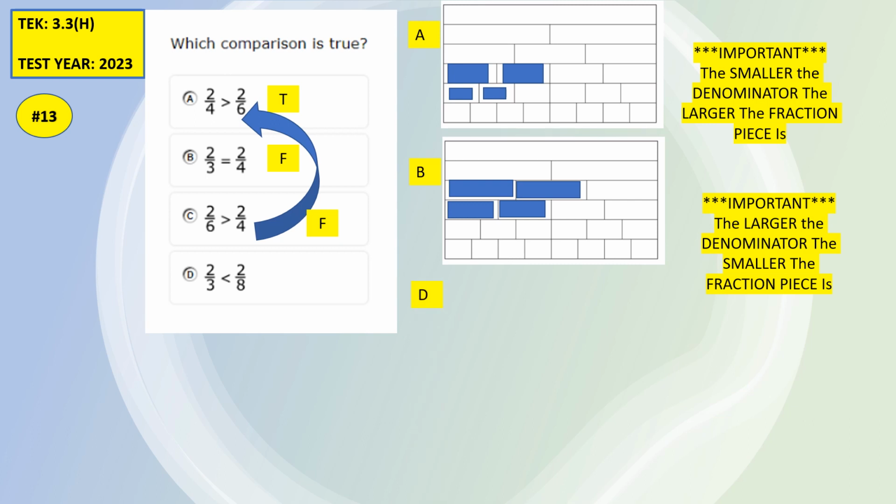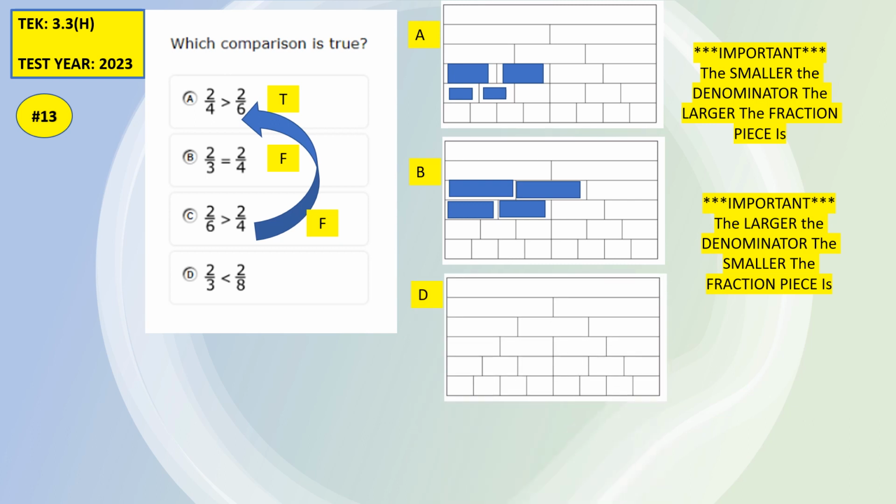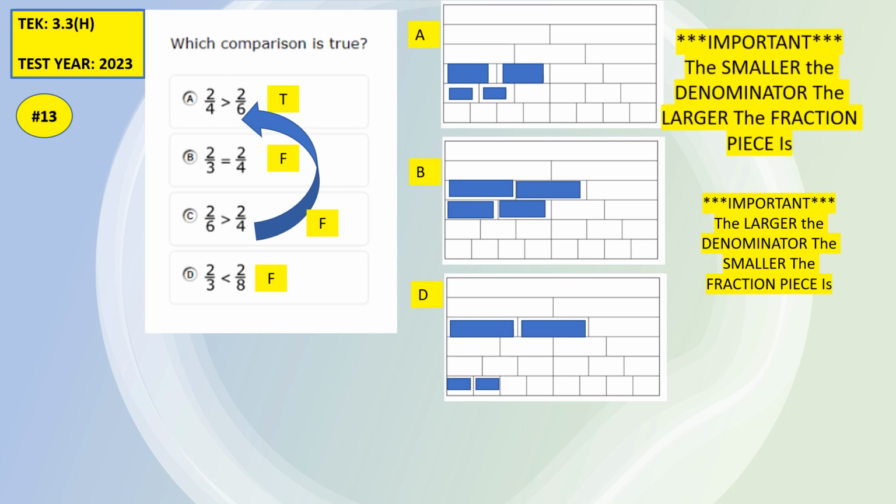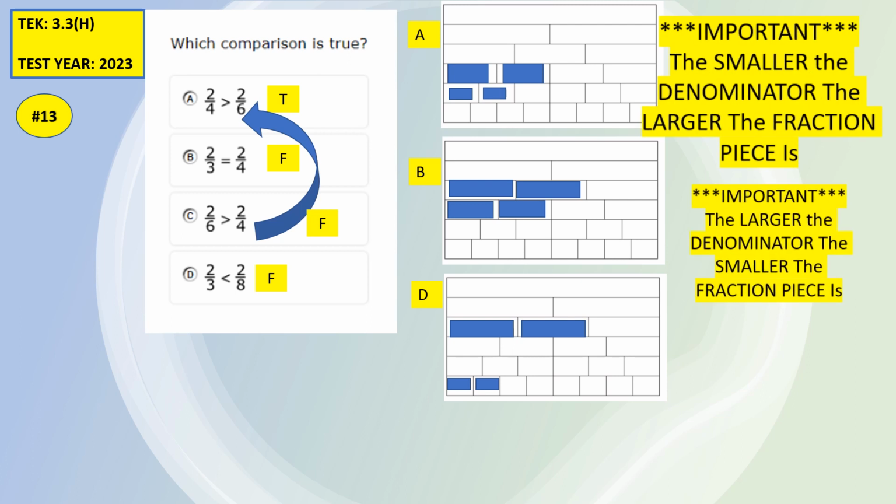Now let's look at D. 2/3 is less than 2/8. Okay, well, let's look at 2/3 and 2/8. Well, that's false. 2/3 is definitely not less than 2/8. So looks like we have our correct answer, and that is answer choice A.